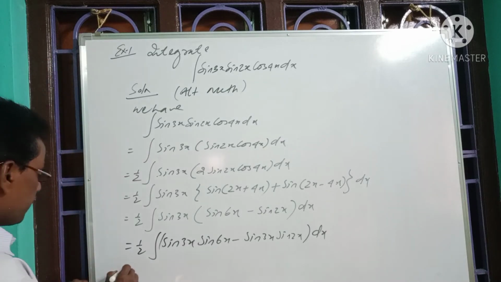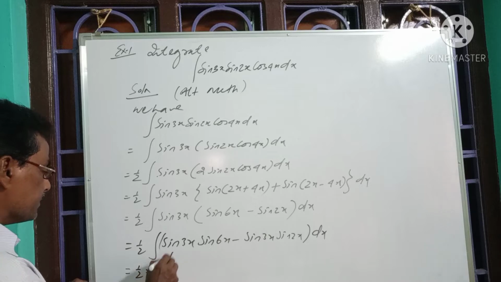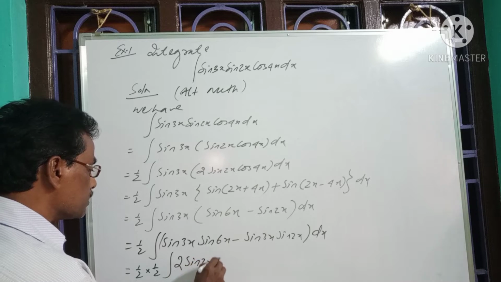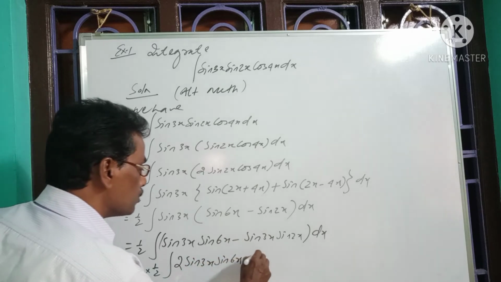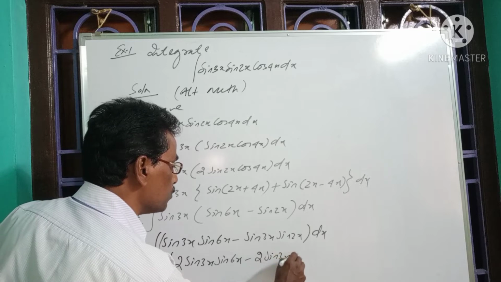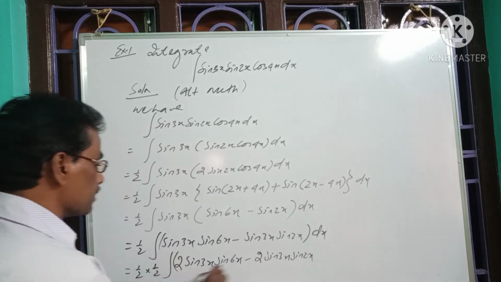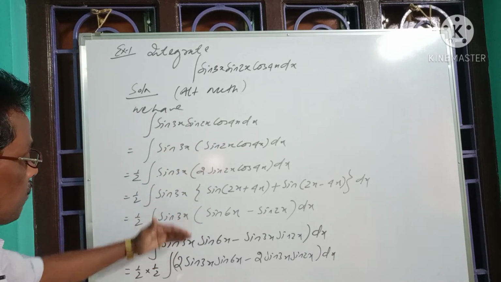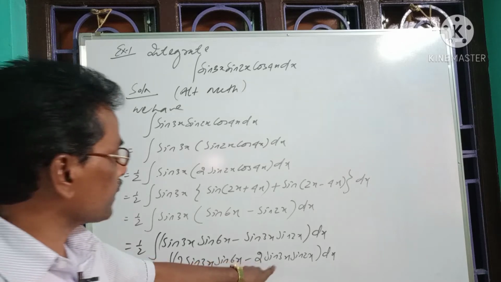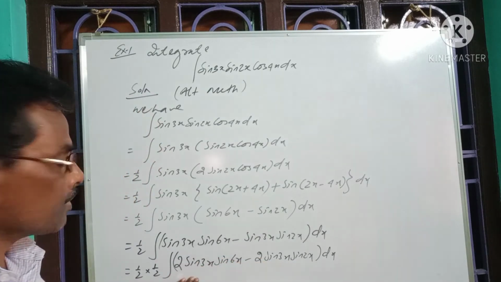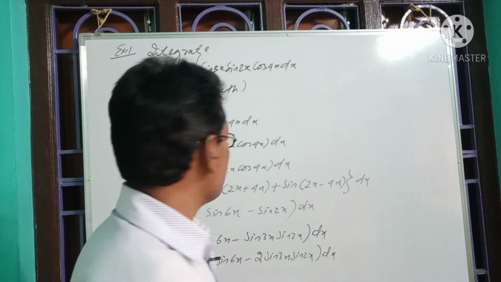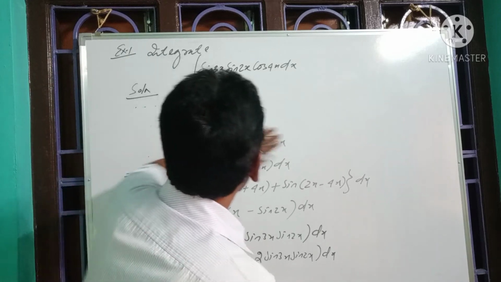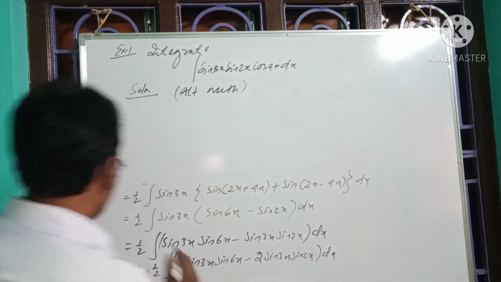So multiplying again half and 2 in the integrand, we have half into integration of 2 sin 3x into sin of 6x minus 2 into sin of 3x into sin of 2x whole integration with respect to x. So now we find that the integrand transforms into 2 sin a into sin b, and 2 sin a into sin b is nothing but cos of a minus b minus cos of a plus b. So using that formula, we can transform the integrand into this form.